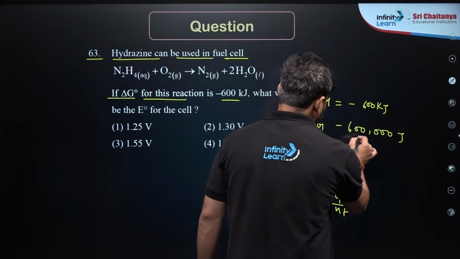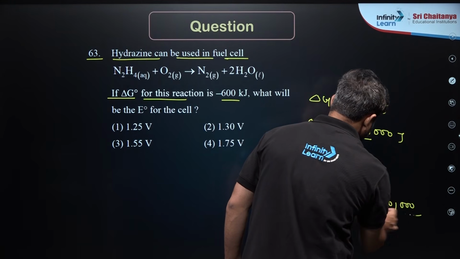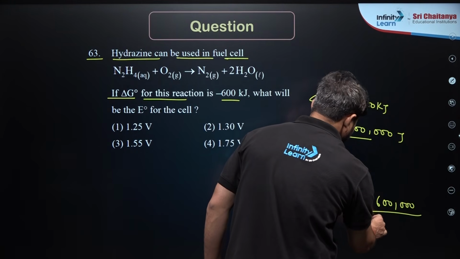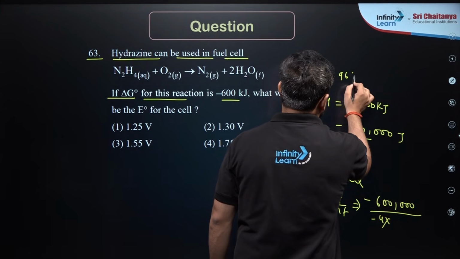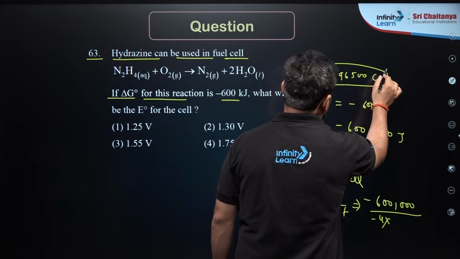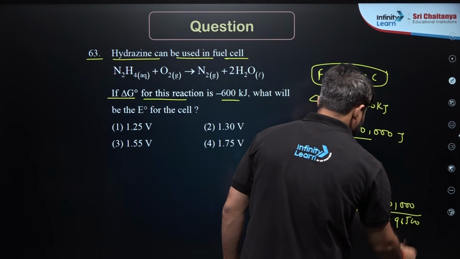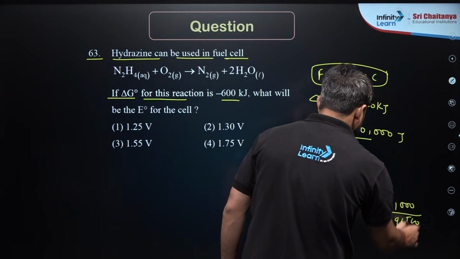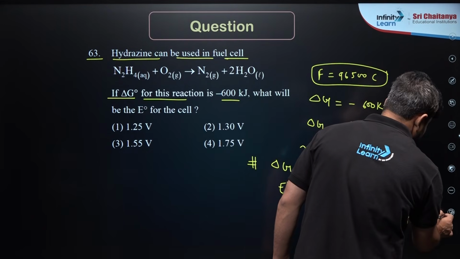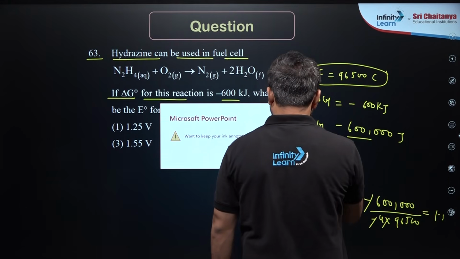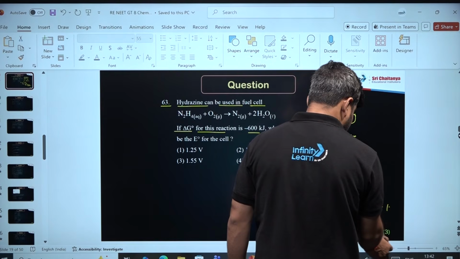The value given is minus 600 times 10 to the power 3, divided by minus 4 into F, where F is 96500 coulomb. So we put the value 96500 here. Minus minus is going to cancel. Overall, the final answer will come 1.55.